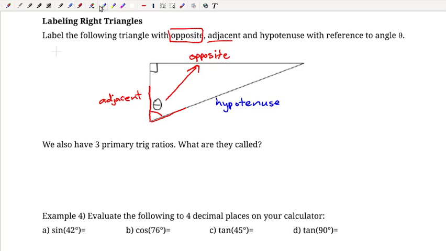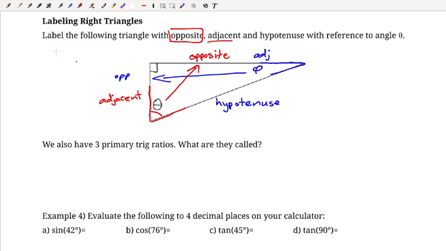So our primary trig ratios are based on this diagram of a triangle. And again, if I was going to label this, we can call this angle phi. The opposite side from angle phi would be over here, and the adjacent side of angle phi would be over here. So again, opposite and adjacent depend very much on which angle that we're talking about.